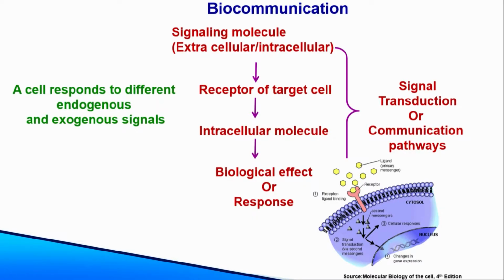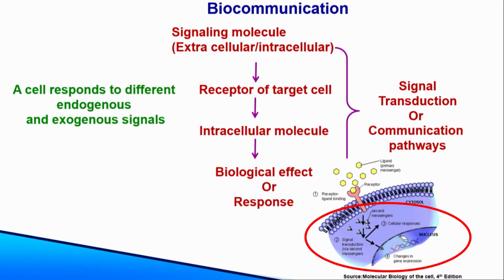So, cells communicate with each other, as I said, by sending and receiving signals, and these signals are either endogenous or exogenous. What are endogenous signals? These endogenous signals are the ones by which the cell performs its day-to-day activities like synthesis of enzymes or metabolism, etc. And this is mainly coordinated by the nucleus.